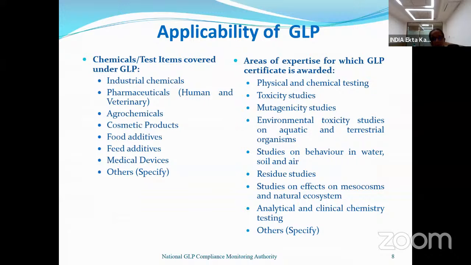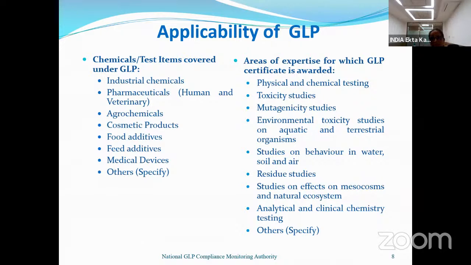Coming to the applicability of GLP, there are various chemicals or test items covered under this quality system. These include industrial chemicals, pharmaceuticals, both human as well as veterinary, agrochemicals, cosmetic products, food additives, feed additives, medical devices, and some others like viruses.